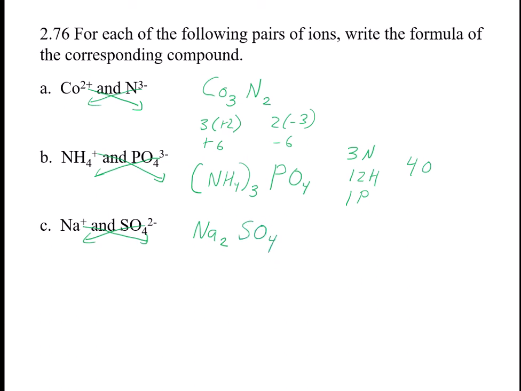And the last one's not actually in the book. I just made it up. If I have calcium and selenate, with both having a 2 charge. Remember, the whole idea of this is that my charges end up being neutral. Okay? So with a +2 and a -2, it just simply becomes CaSeO4.